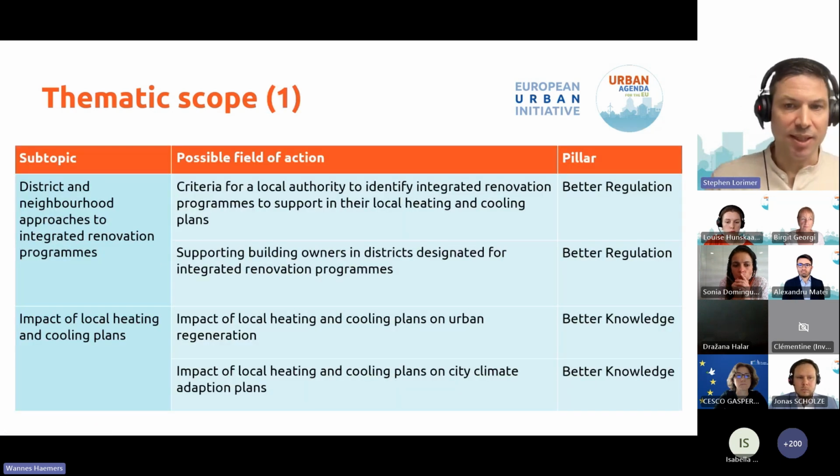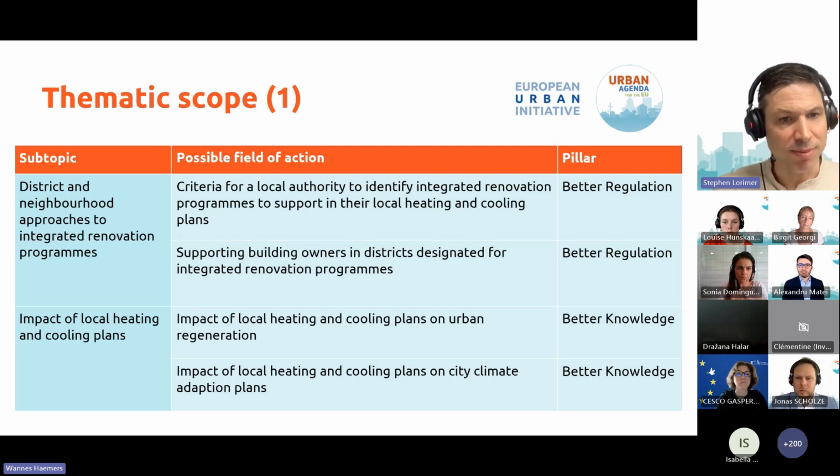And start thinking about the pillars that we set around better regulation, better knowledge, and better funding. Of course, as I said before, you're trying to use the Energy Performance of Buildings Directive to create integrated renovation programs. Well, what criteria does a local authority use to identify them? And how does that support the integrated renovation program, and support the local heating and cooling plan at a bigger strategic level?